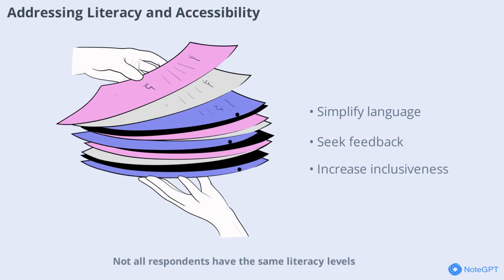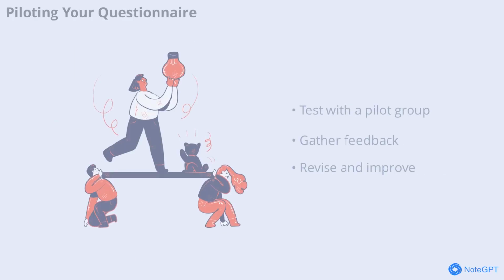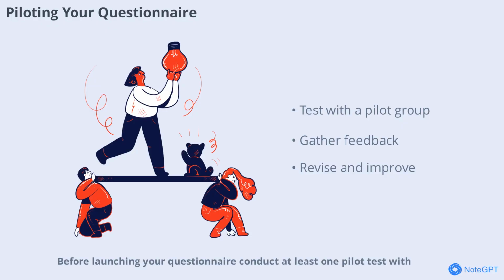Not all respondents have the same literacy levels. If you anticipate that some participants may struggle with reading or comprehension, simplify your language and structure. Seek feedback from professionals or peers to ensure clarity. Making your questionnaire accessible to everyone increases the quality and inclusiveness of your data, ensuring no one is left out due to language barriers.